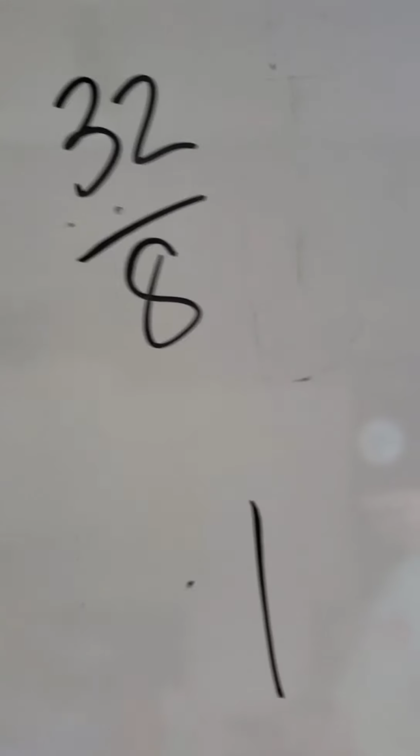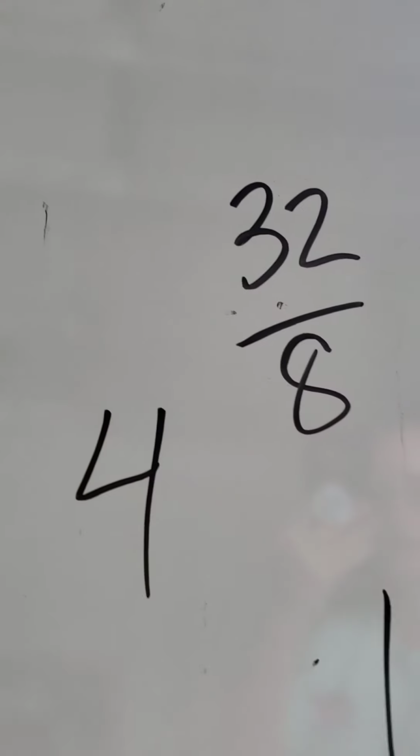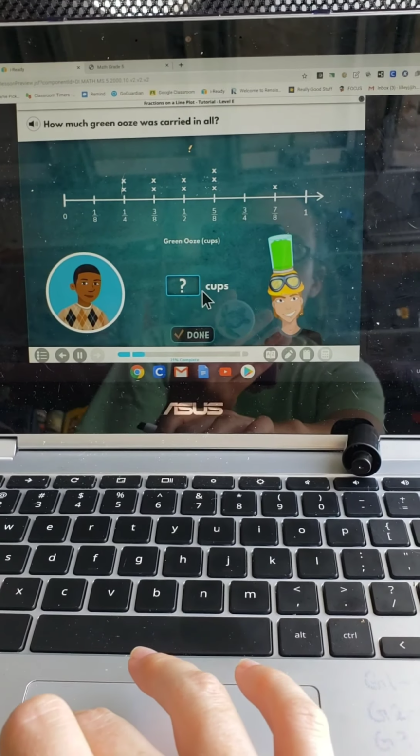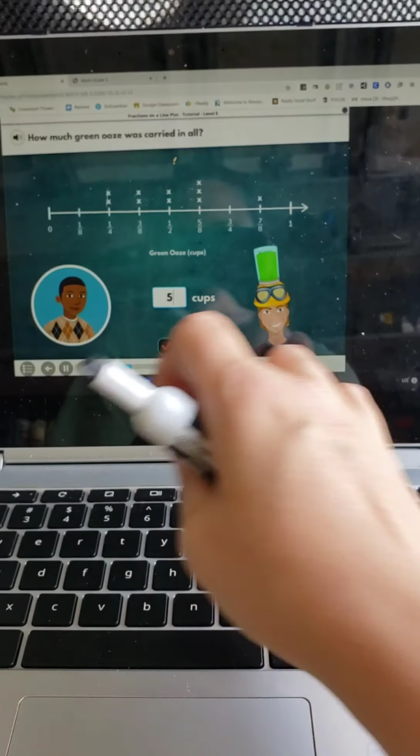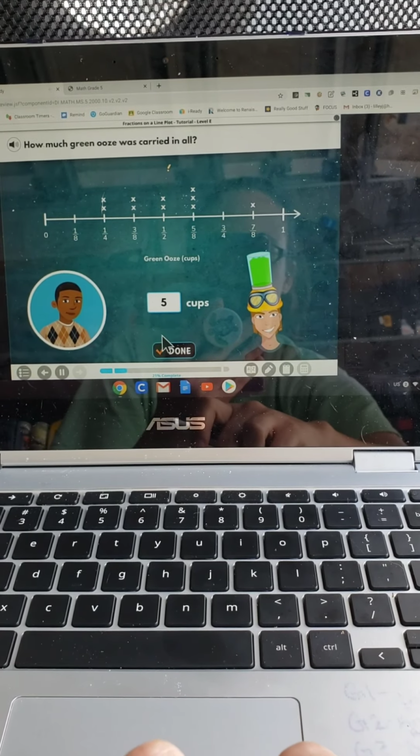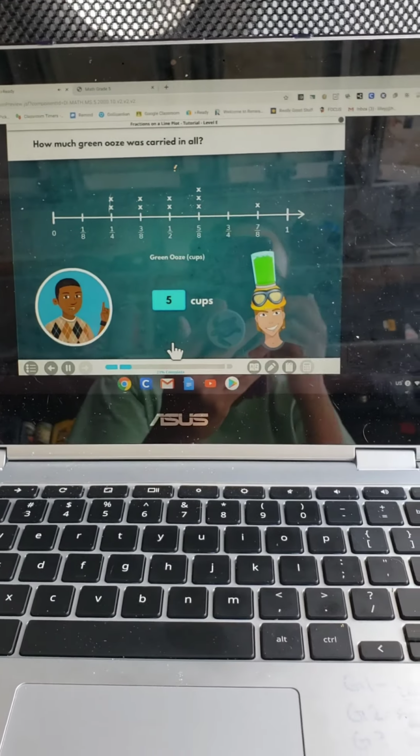So that's an improper fraction. How many times will 8 go into 32? 4 times, and there's none left over, so it doesn't have a fraction left over. It goes in equally, but we still have our 1, so 4 plus 1 is 5. So let's see, 5 cups total. Let's see if we're right. Right on.